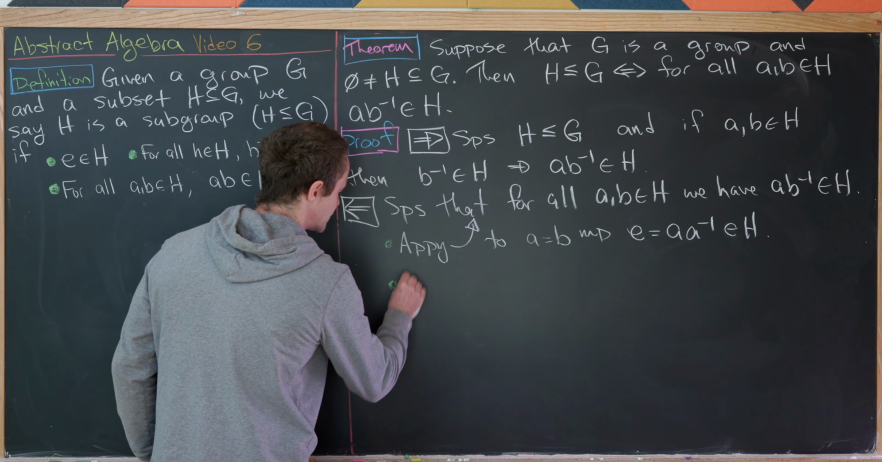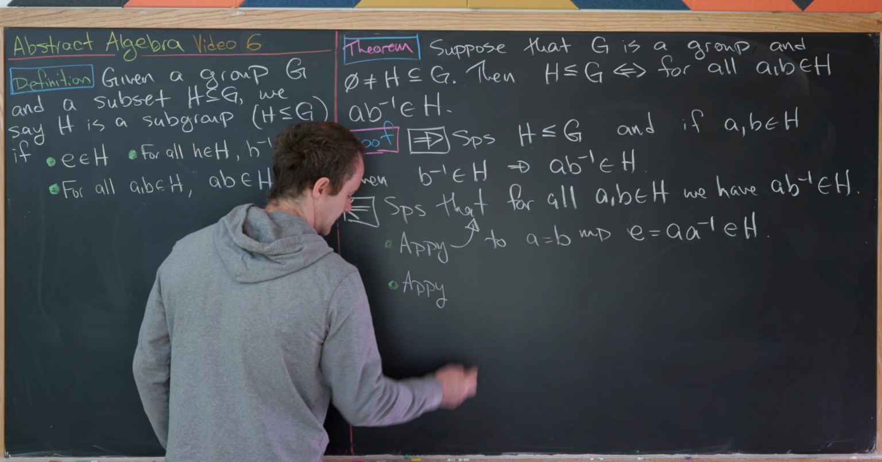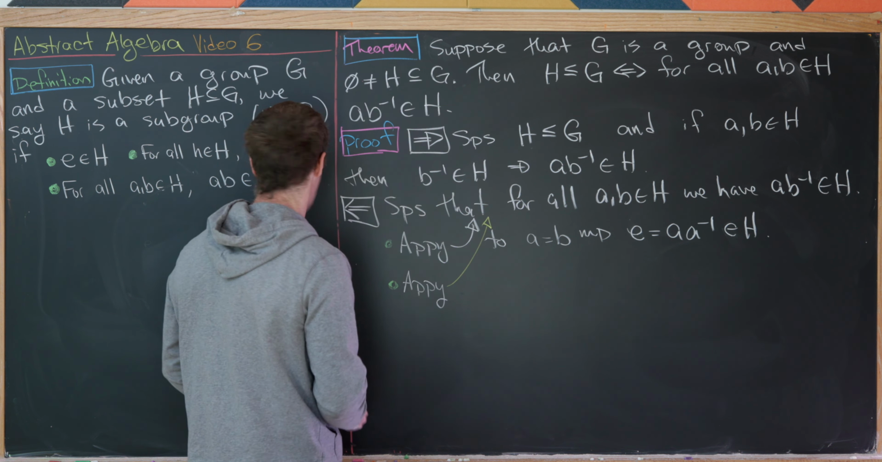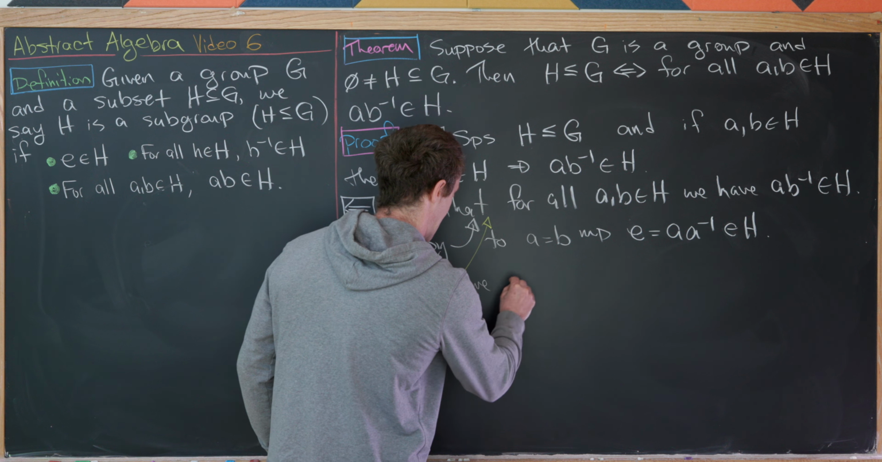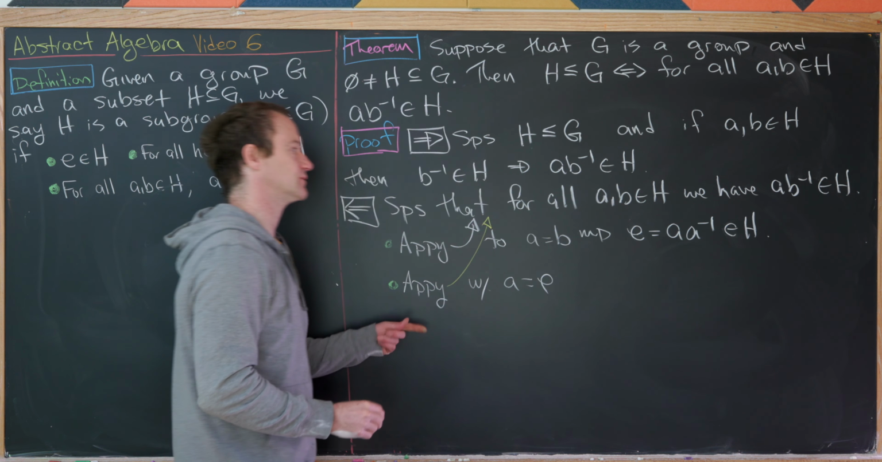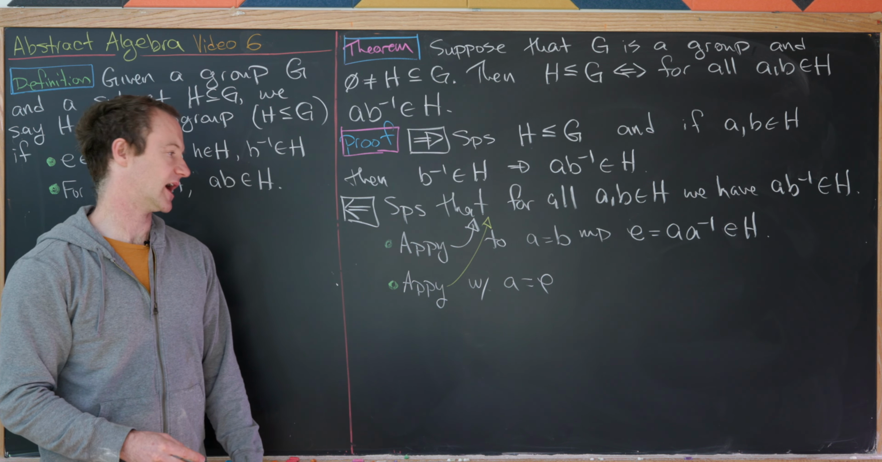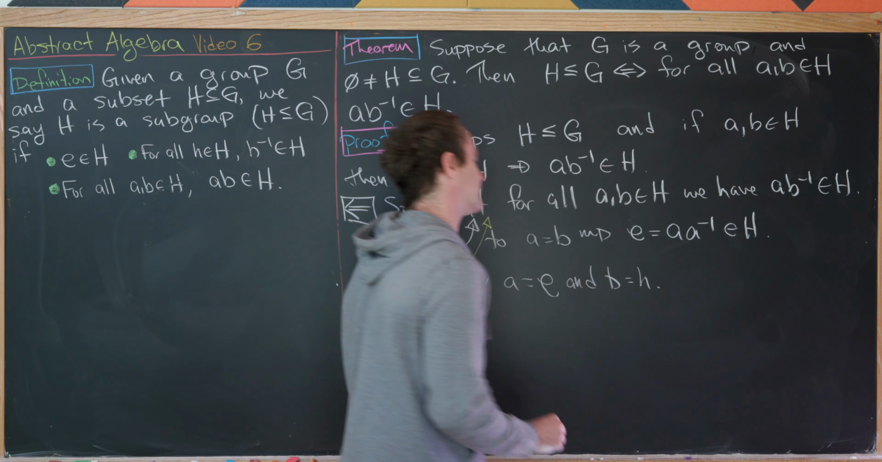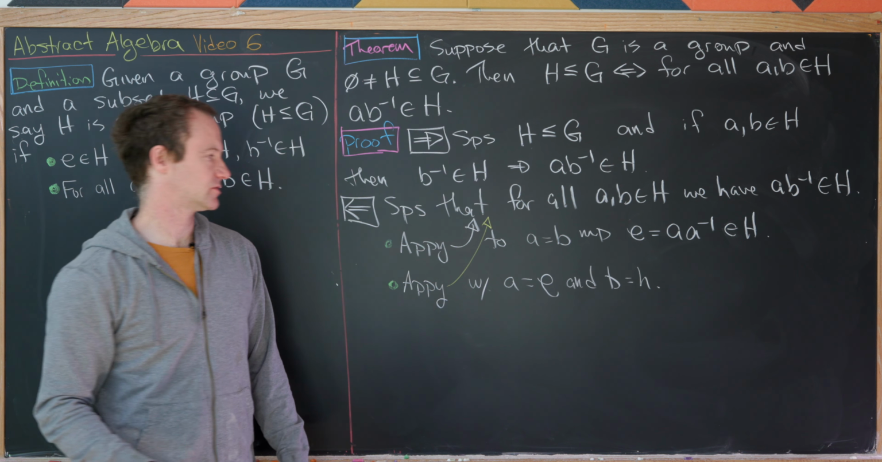And you might guess that we're just going to apply this rule again. So let's apply this rule again with A is equal to the identity, which is allowed because we've already shown that the identity is inside the set, and B is equal to our element of H.